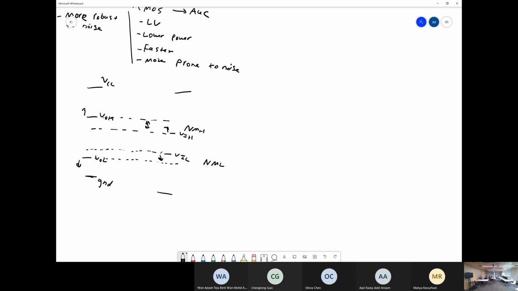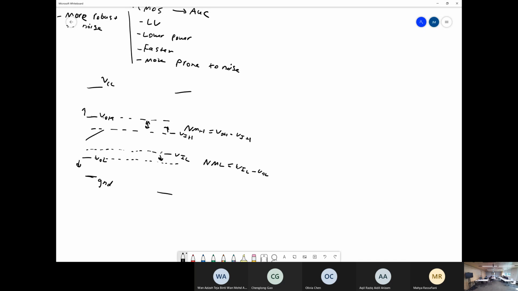Is that cool? So it would be VOH minus VIH, so V output high minus V input high, and then this one would be V input low minus V output low. It's swapped because the levels are flipped. You always want to be below one and above the other, hence why they swap around. Is that clear? So those are your margins.